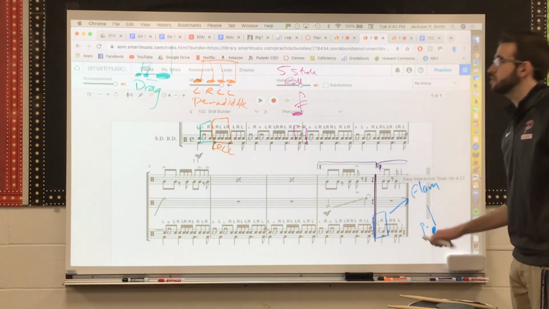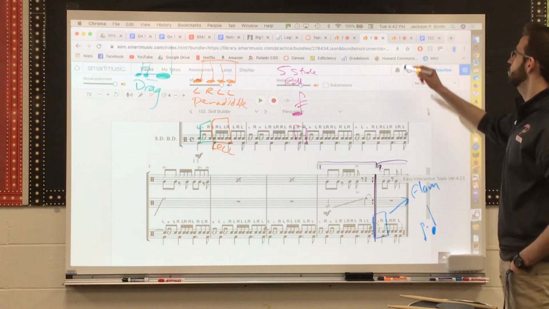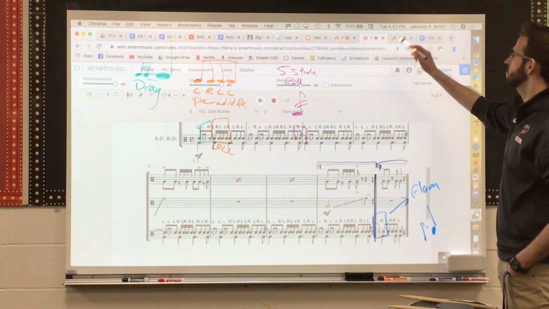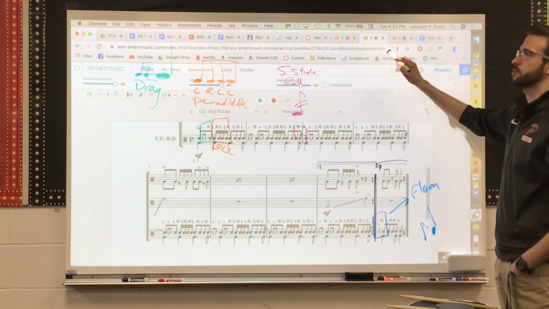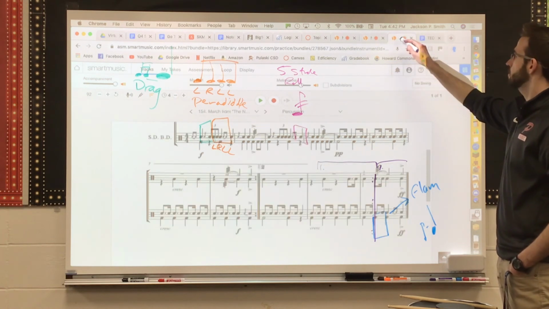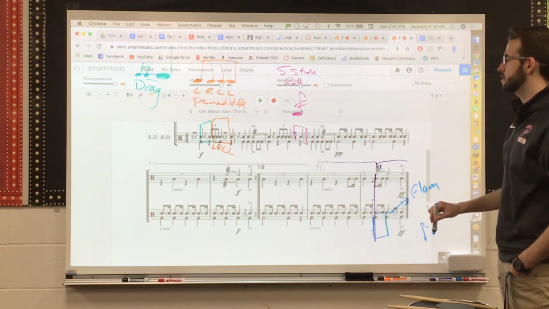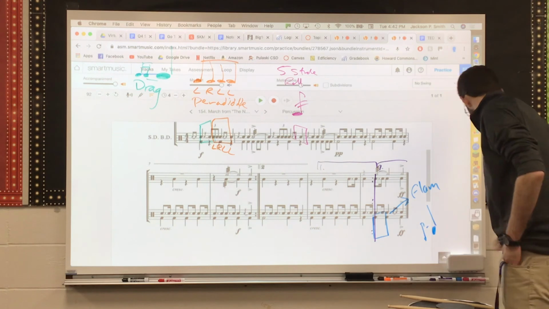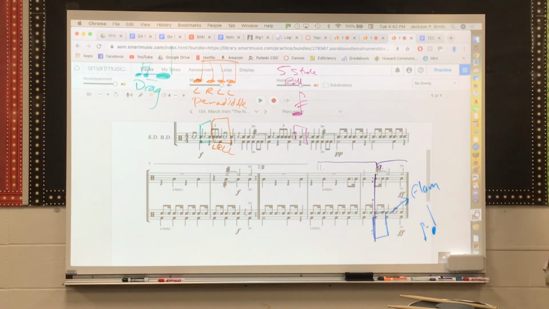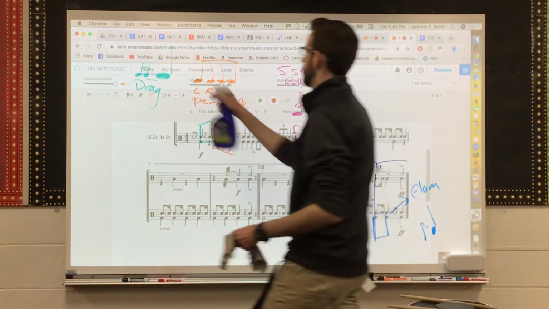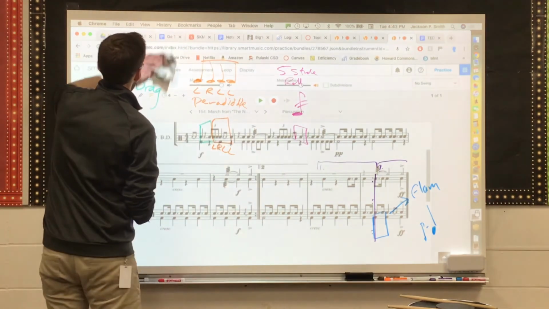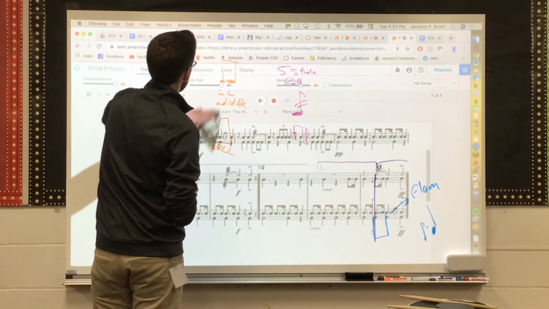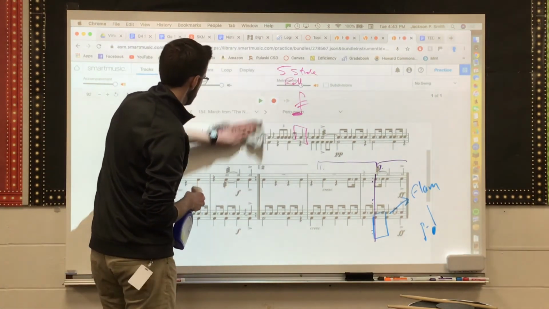Okay, so there's your 152. That's one of your options that you can choose instead of playing mallets, or maybe in addition to playing mallets. I'm not sure what I've decided on yet. Here's your last option. This is 154. Take a look at this while I erase here. 154 is going to involve some triplets.